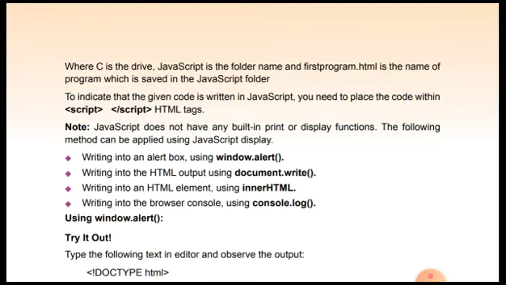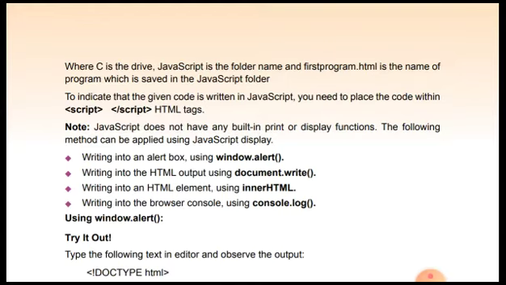Either you can write into an alert box, like in the last example, where we displayed the value in an alert box by using the window.alert function. The second method is that you can write into the HTML output using document.write. Using document.write also you can write. It was the first example which we had discussed.